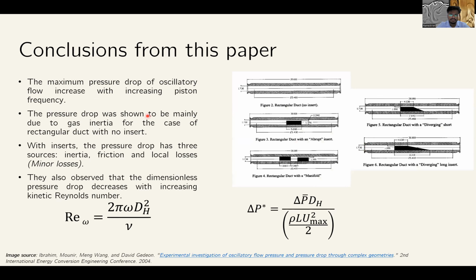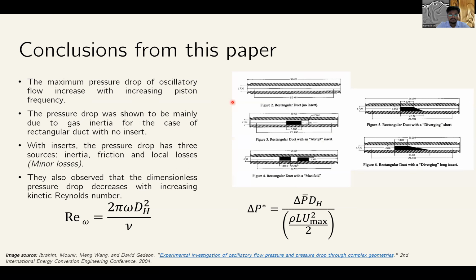The result they found is that the maximum pressure drop of the oscillatory flow increases with increasing piston frequency. These are the formulas for the pressure drop. This is a non-dimensional pressure drop, and this is the kinetic Reynolds number. As you can see, the maximum pressure drop increases with increasing piston frequency since this omega is in the numerator, so it is also proportional.